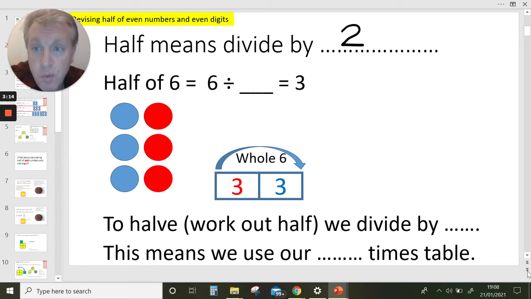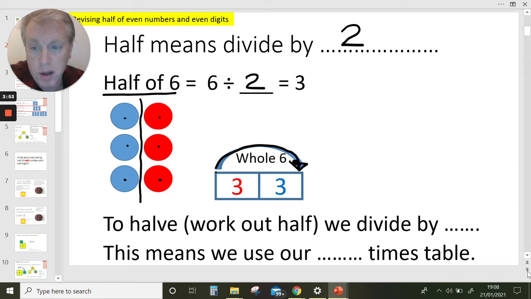Look, if we're talking about half of 6, I've got 6 circles: 1, 2, 3, 4, 5, 6. Half of it means I've got to divide it into 2 equal parts, a line right down the middle. So half of 6 is the same as 6 divided by 2, and that means each of the 2 parts is 3. With a bar model, it looks like this. The whole amount is 6. We split it into 3 equal parts. To halve, to work out half, we divide the whole by 2.